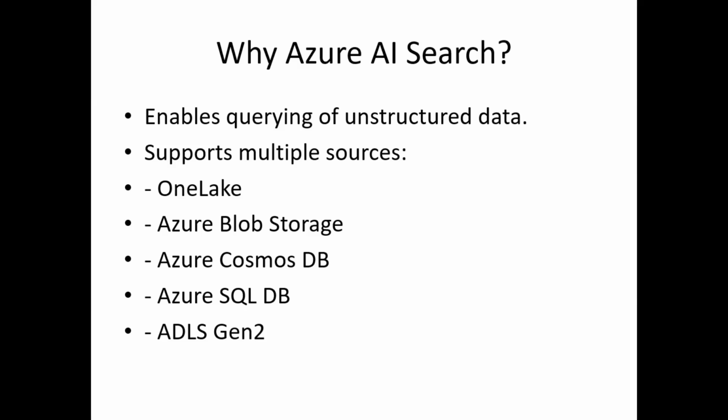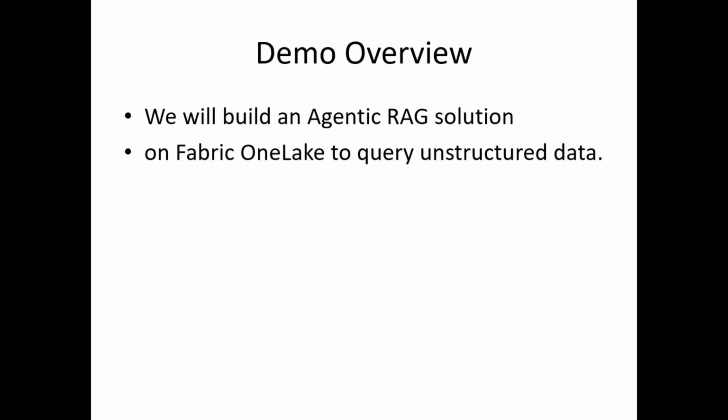We can use this approach to query unstructured data stored on Azure Cosmos DB, Azure Blob Storage, Azure SQL DB, your ADLS Gen 2 storage, and of course the OneLake storage. In this demo, we'll be building an agentic RAG on Fabric OneLake to query the unstructured data stored on it.